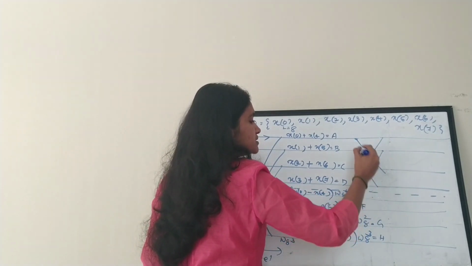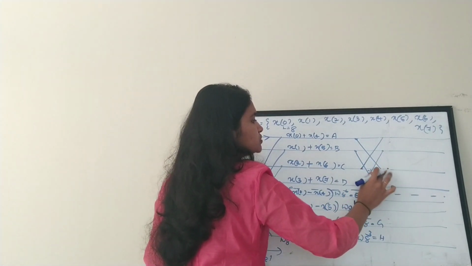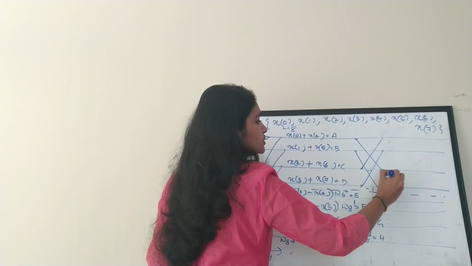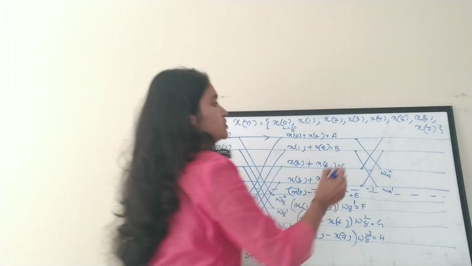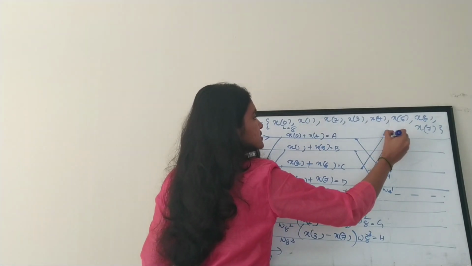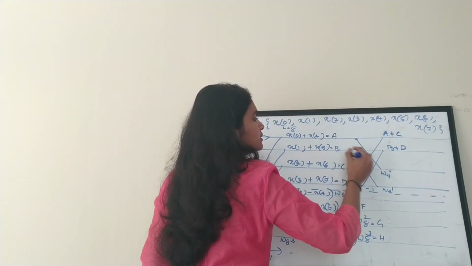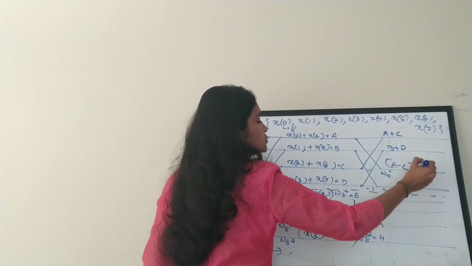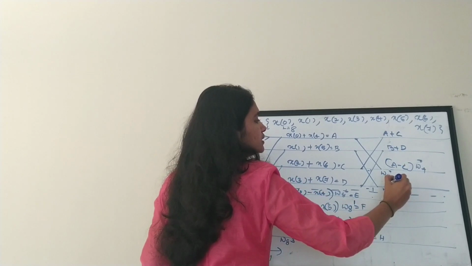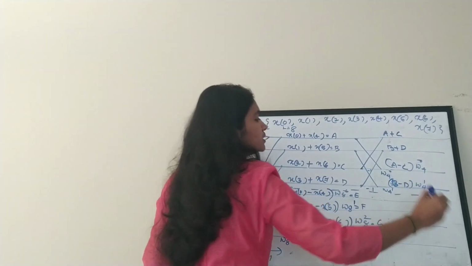We have already discussed it. The lower branches are -1 and -1. The twiddle factors are W4 raised to 0 and W4 raised to 1. And the outputs are A plus C here, B plus D here. Here it is A minus C into W4 raised to 0, and here it is B minus D into W4 raised to 1.